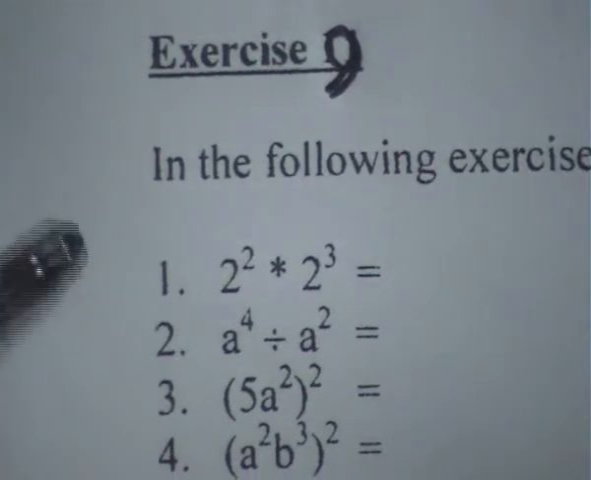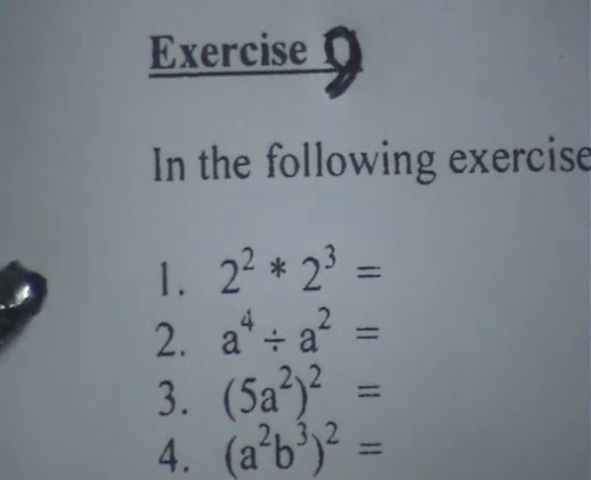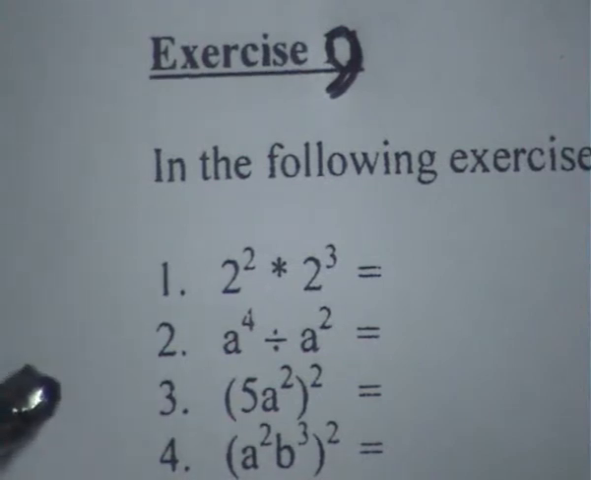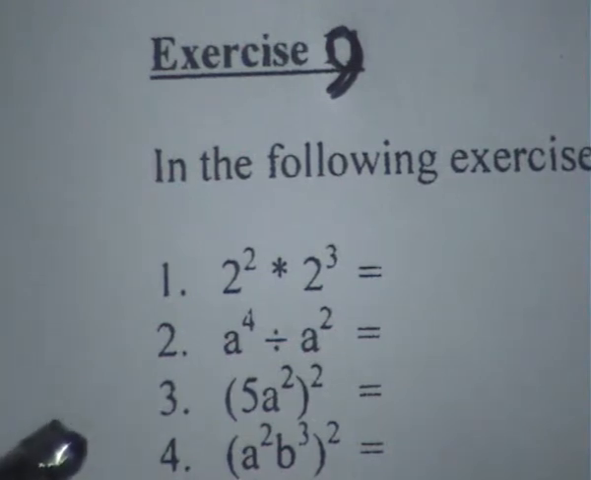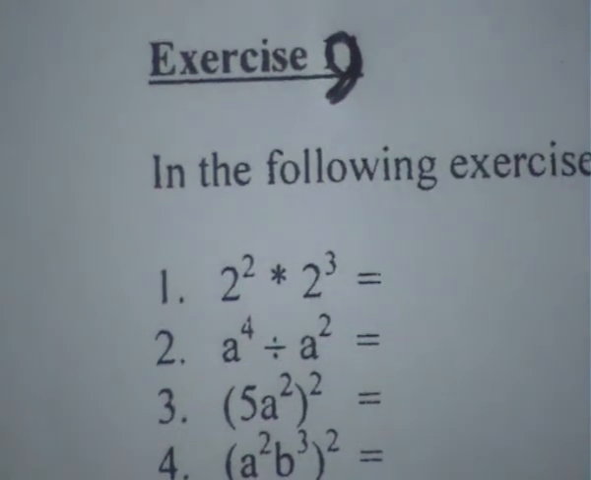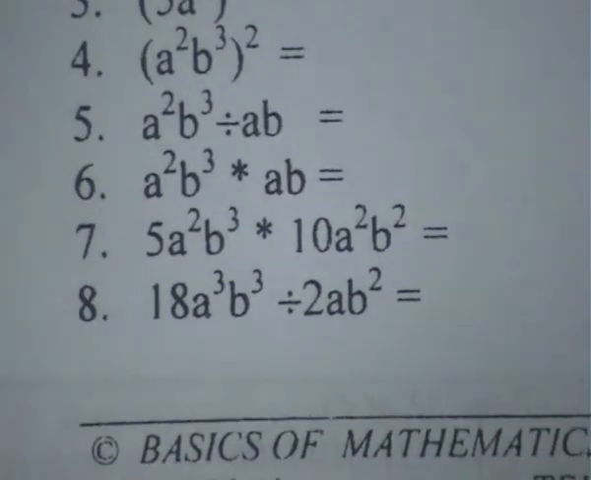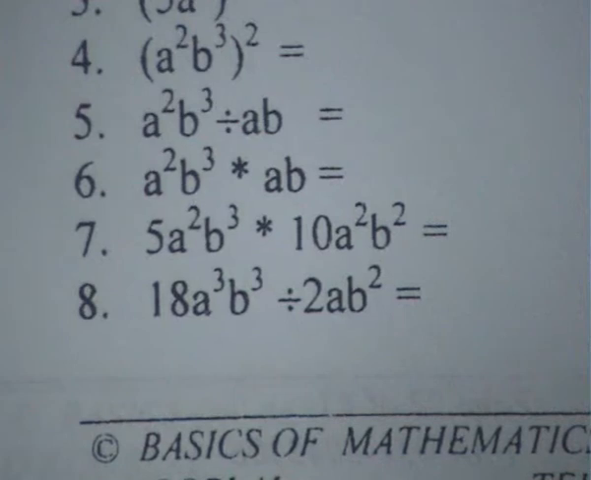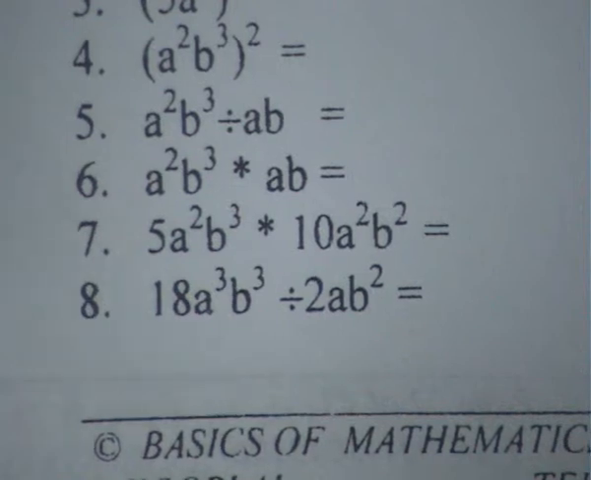Right, number 1 is 2 squared times 2 cubed. Number 2, a to the 4 divided by a squared. Number 3, open bracket, 5a squared, close bracket to the index 2. Number 4, open bracket, a squared b cubed, all squared. Number 5, a squared b cubed divided by ab.